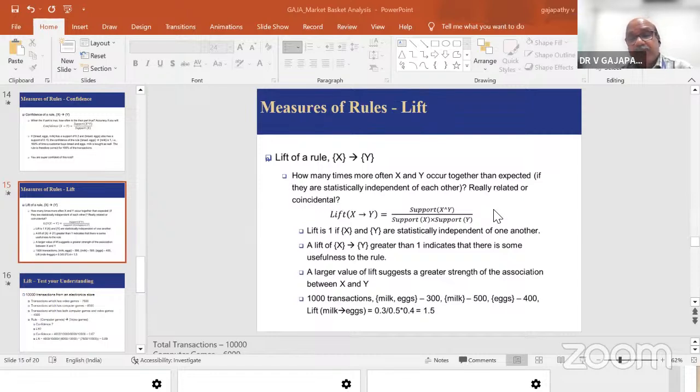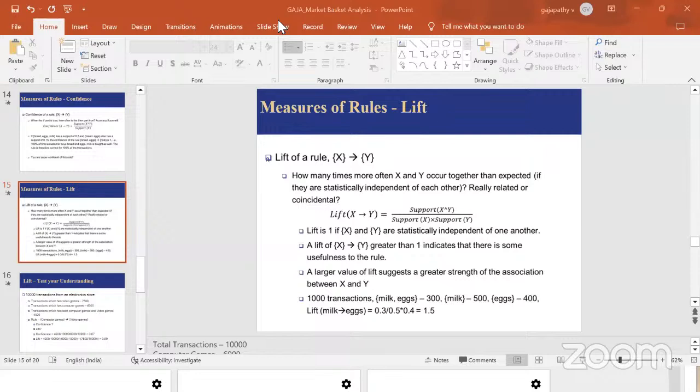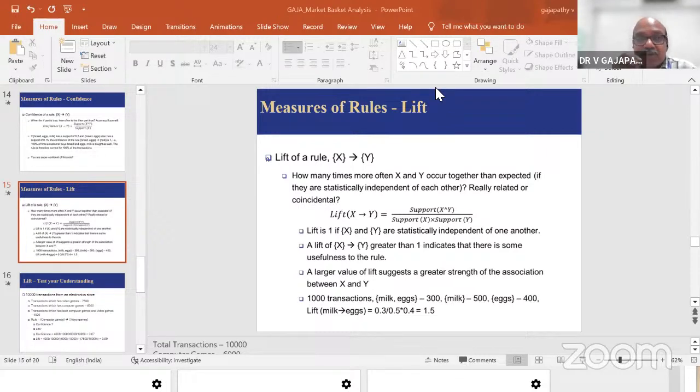Out of 1,000 transactions, milk and X are 300, milk only 500, X only 400. Lift of milk and X is 1.5. Therefore, what does this say? We are having a lift of 1.5. What does this suggest, please tell me. Lift 1.5 suggests it is greater than 1, so there is a strong association. It is greater than 1, therefore it has an association.